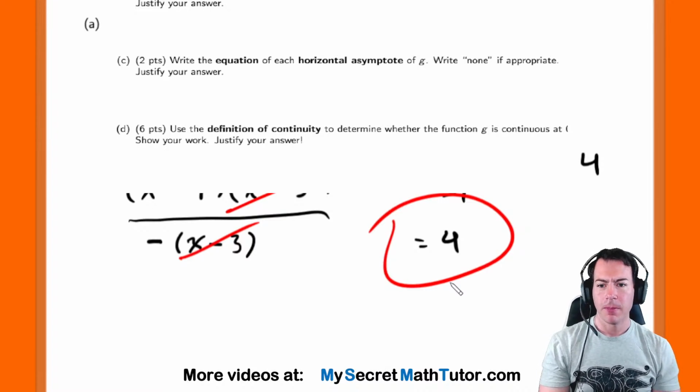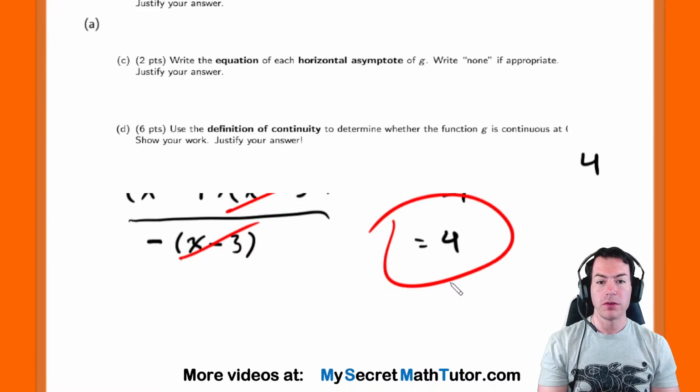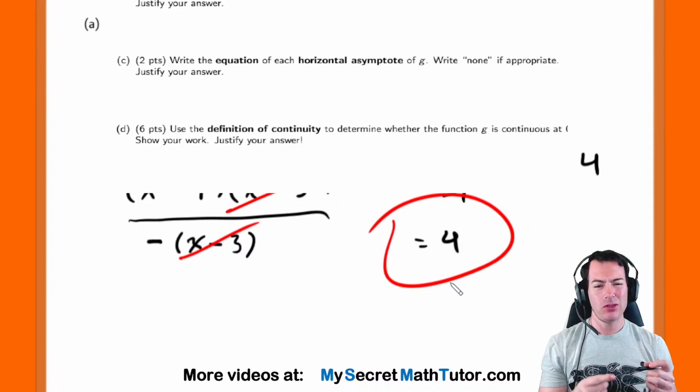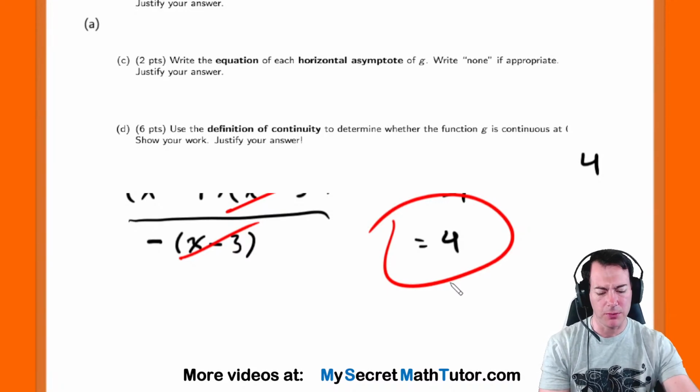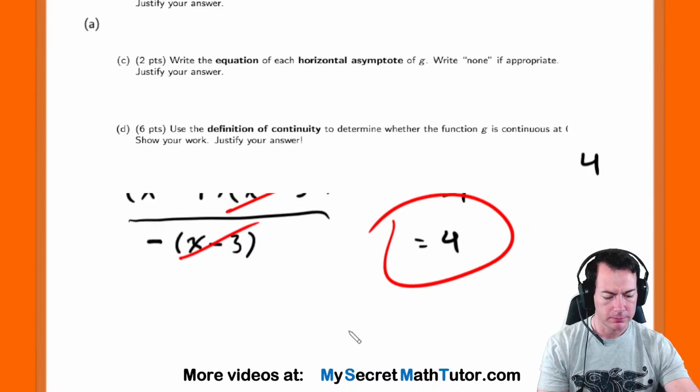Nice. Anytime you have 0 over 0 and you don't have the option of using L'Hopital's rule, it really just comes down to doing a little bit of algebraic manipulations and seeing if you can eliminate the problem area. And that's what we did. We factored it and got rid of the extra term of x minus 3.